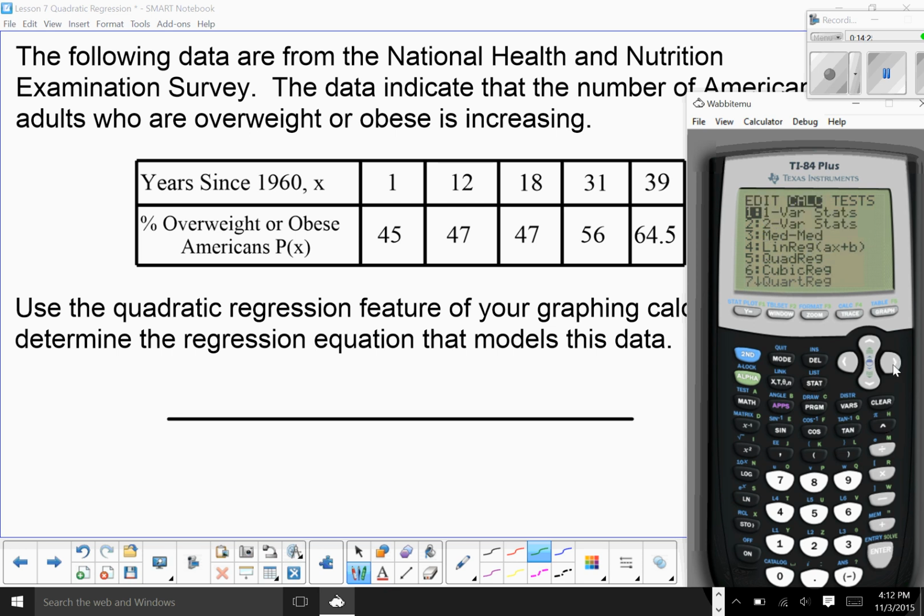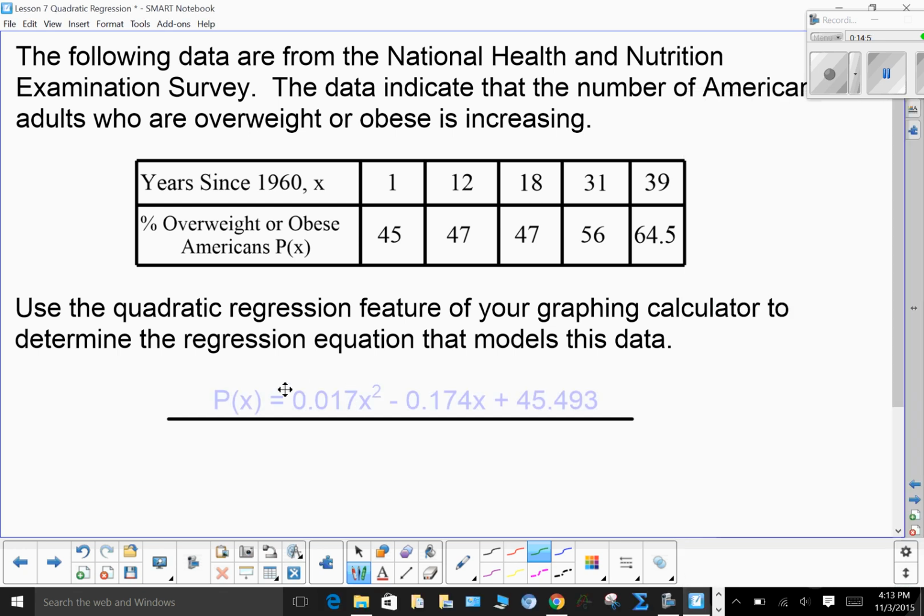Stat, calculate. I want to come down here and do quadratic regression, and I'm going to come down. I'll store the equation, so I hit vars, arrow over to y vars, hit enter function, enter y1, come down and calculate. Here's my equation. 0.017x squared minus 0.174x plus 45.493. Here's my equation.